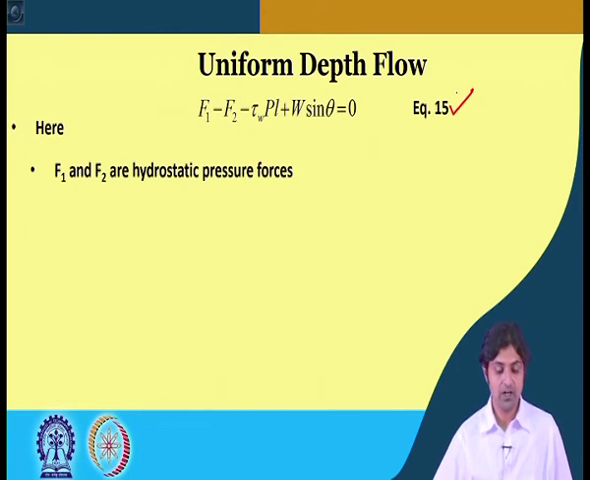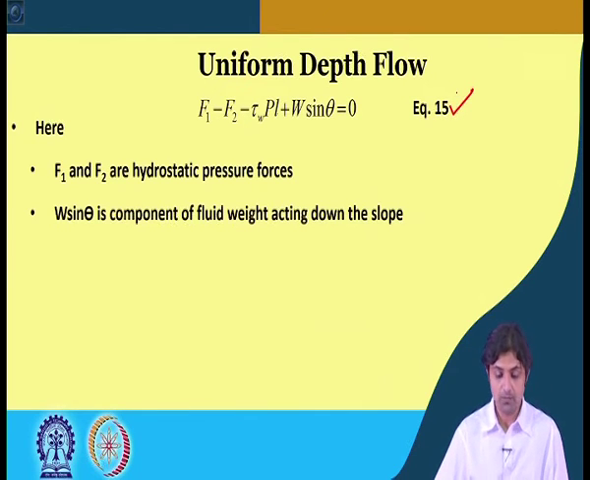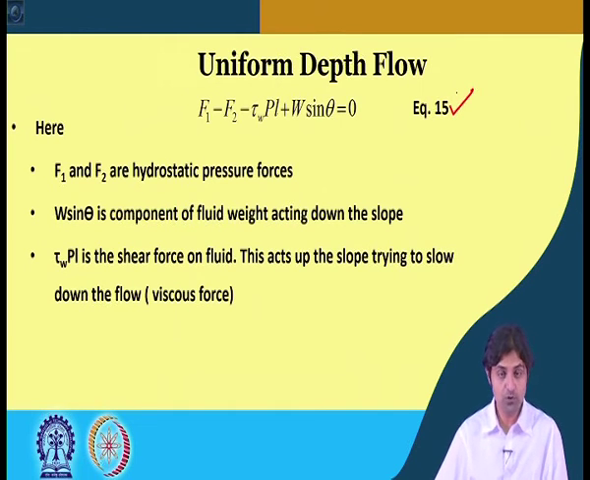Here F1 and F2 are hydrostatic pressure forces, as we have already told. W sin theta is the component of fluid weight acting down the slope. Tau W P L is the shear force on fluid. This acts up the slope, trying to slow down the flow. This we have already talked about. This happens because of the viscous forces.